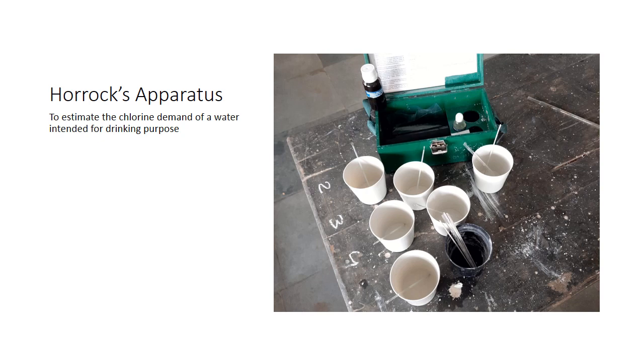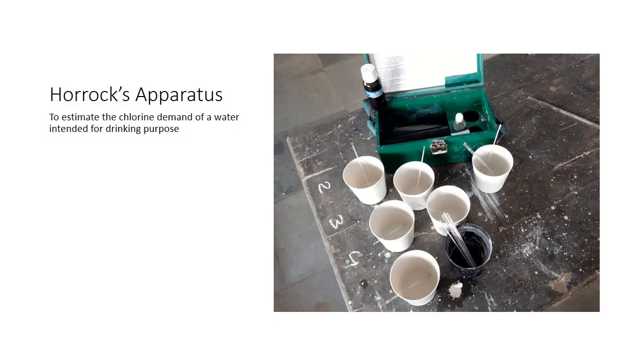This picture shows Horrocks apparatus. Although not much in use in practice nowadays, it was prepared by National Environmental Engineering Research Institute, Nagpur. Horrocks apparatus has 6 white cups and 1 black cup.